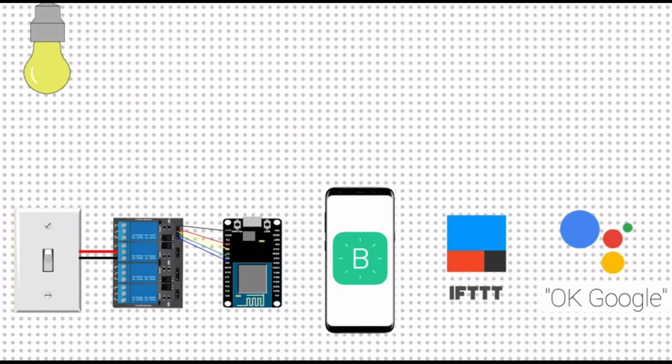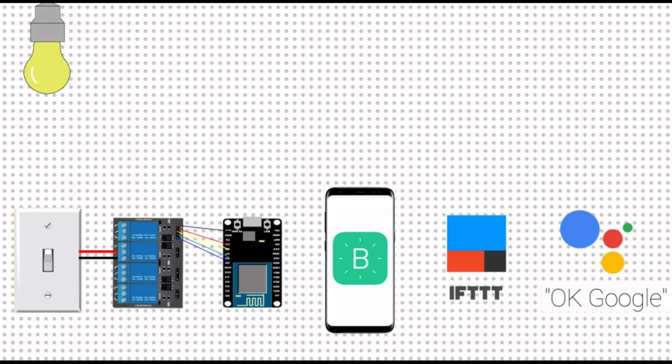Now we want to operate our home lights or home appliances using Google commands like okay Google, turn on the lights, that type of command, and you can access your home appliances.